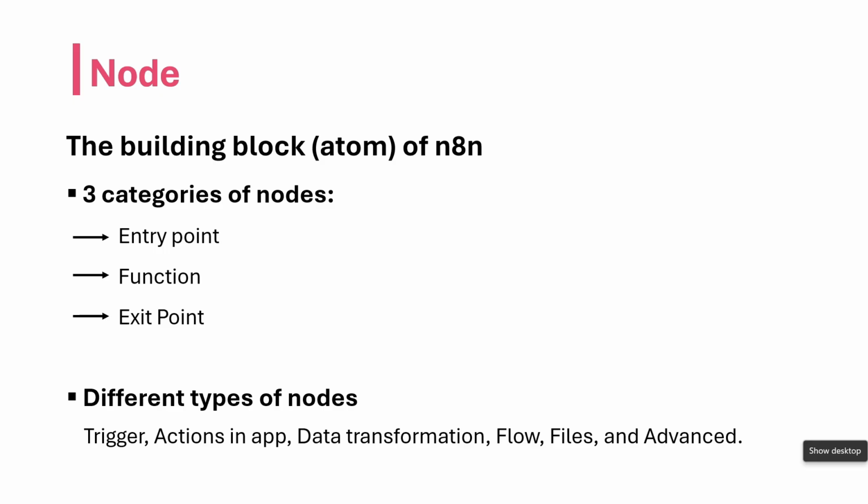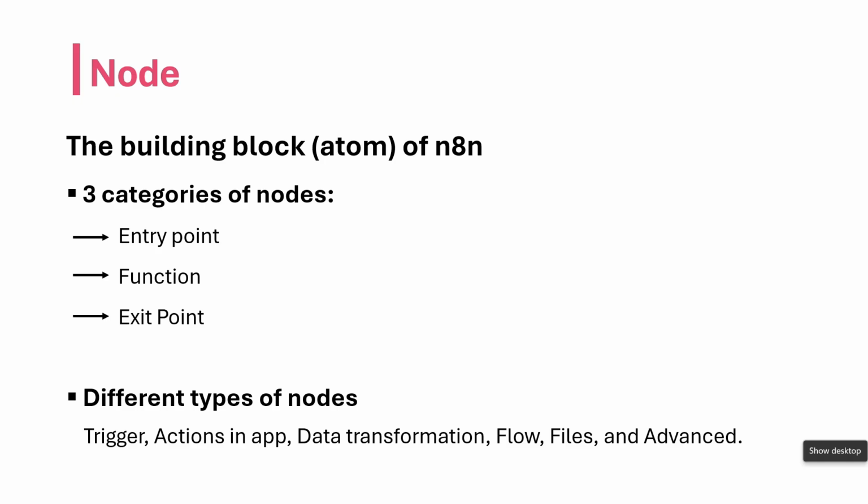Trigger node, first of all, starts the workflow automatically. For example, when a new form is submitted, then it will generate an action. Then comes the action nodes that perform the task inside the application. For example, like create a new Trello card, or like transformation nodes, it will modify or clean your data. For example, merging of data, filtering fields, or transforming the formats. Then flow nodes, they control how your workflow runs.